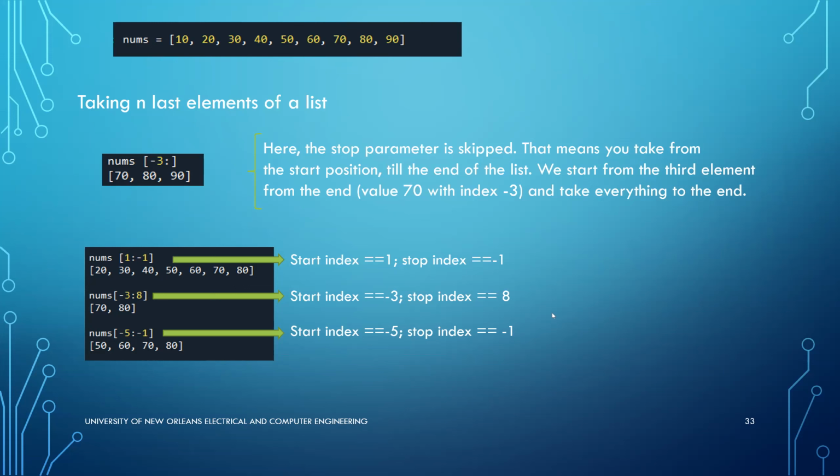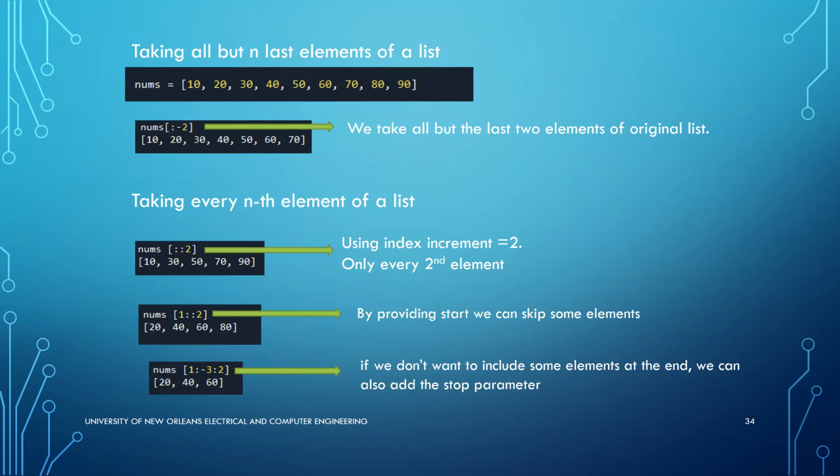Okay, some more examples. In this case, we're going to take a look at taking all but the n last elements of the list and how we can do that. Again, we have the same nums list example that we had before. If we want to take all but the n last elements of the list, we can run this type of command. For example, in this case, we have a starting index of 0, because it's not indicated, so that means that we're going to start at 0.